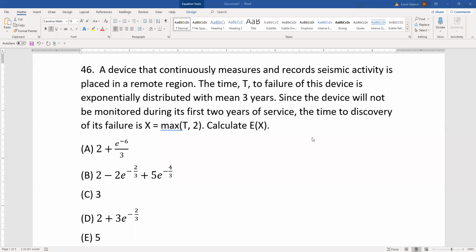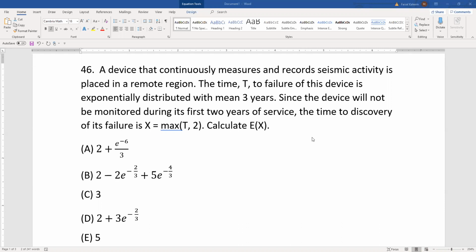A device that continuously measures and records seismic activity is placed in a remote region. The time T to failure is exponential with mean 3 years. Since the device will not be monitored during its first 2 years of service, the time to discovery of failure is X = max(T, 2). Calculate the expected value of X.